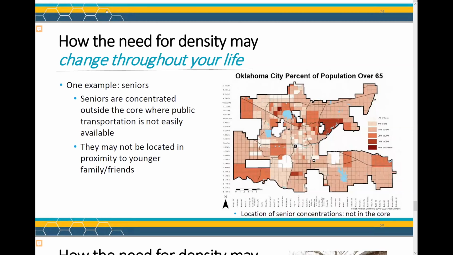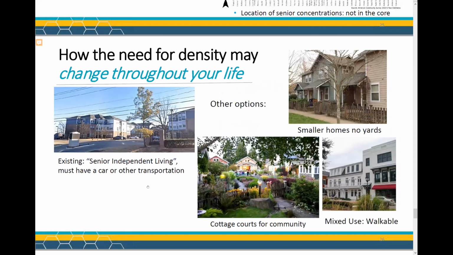And then there's all kinds of maps we could make like this, of cultural things or locations of grocery stores. We could go on and on about this, but the point is that our housing needs change throughout our life. And so we have to be prepared, as a city, to provide that. And the next slide kind of just shows some of those differences.